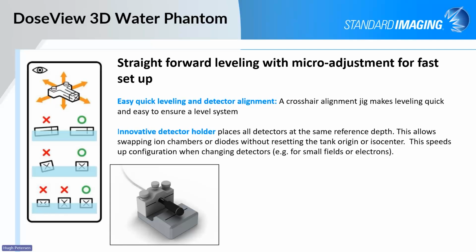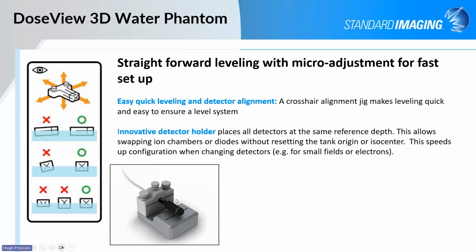If you want to go from full large fields to a small stereotactic diode, or a small field chamber like our A26 small field ion chamber, you can easily do that without having to reset origins and reset the isocenters on the system, because we use that and maintain that positional correctness with our detector holders.